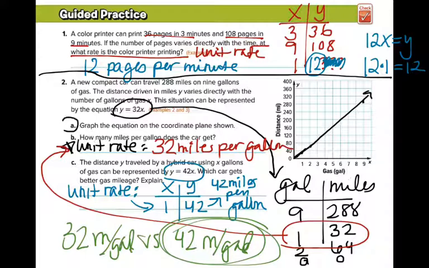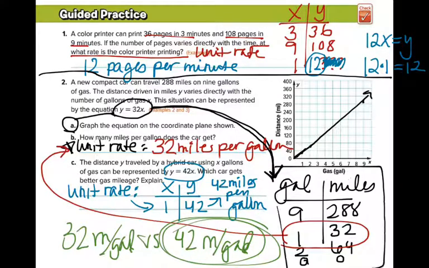For A, what I did was I took my equation y equals 32x and I created a table right down here. And I had gallons for my x values, miles for my y's. If you're unsure, remember the total, it tells us the car can travel a total of 288 miles. Usually miles per gallon, so gallon is the x, miles is the y. If you look over at the graph, the gallons are on the x-axis, and miles are on the y-axis. So I created a table.